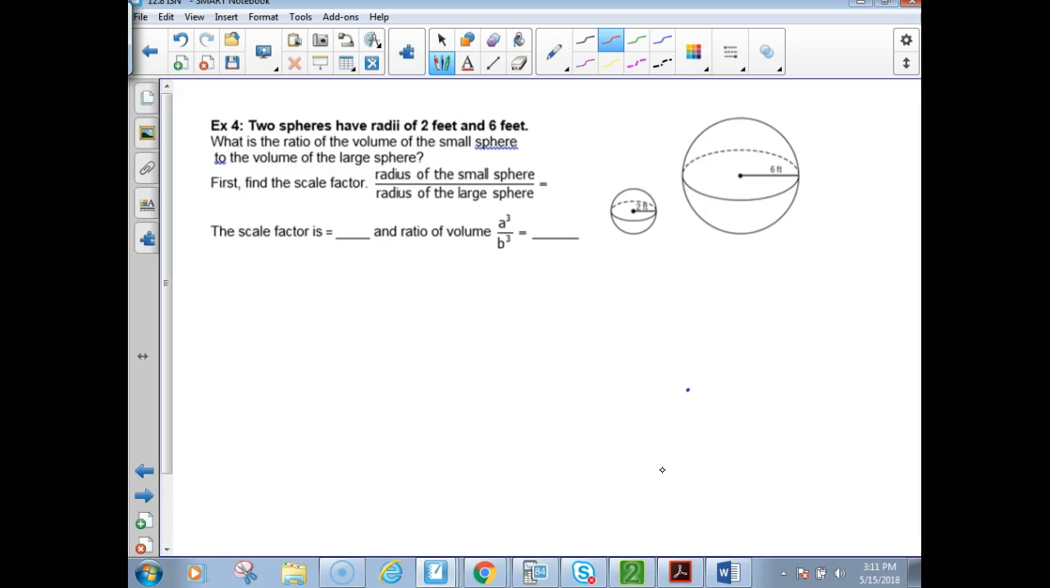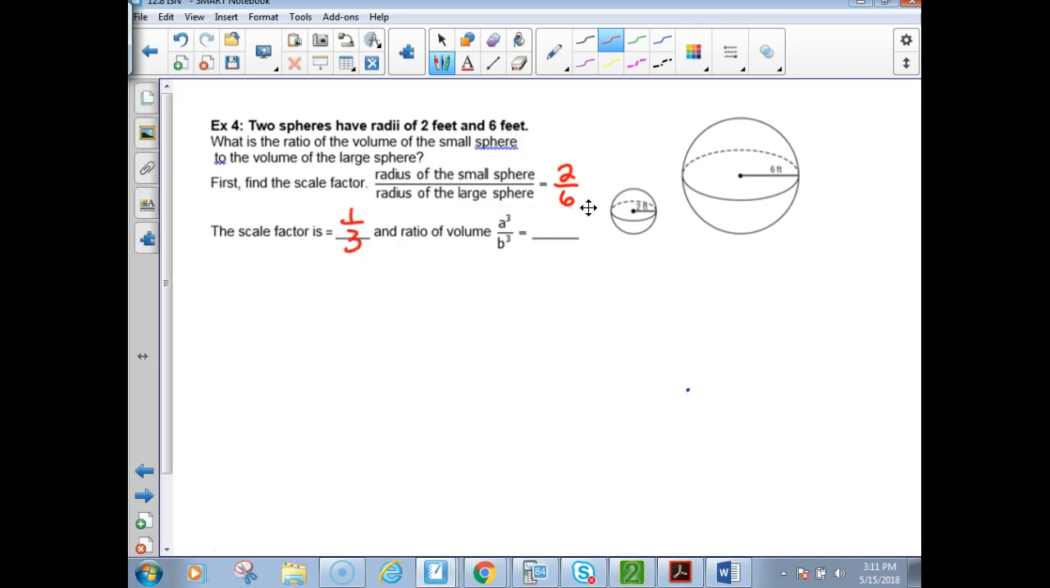Okay, I've got two spheres with the radii of 2 feet and 6 feet. What is the ratio of the volume of the small sphere to the volume of the large sphere? You will have a question like this on your final. If the scale factor of the radius of the small figure is 2, radius of the large sphere is 6, you reduce that and get a scale factor of 1/3.